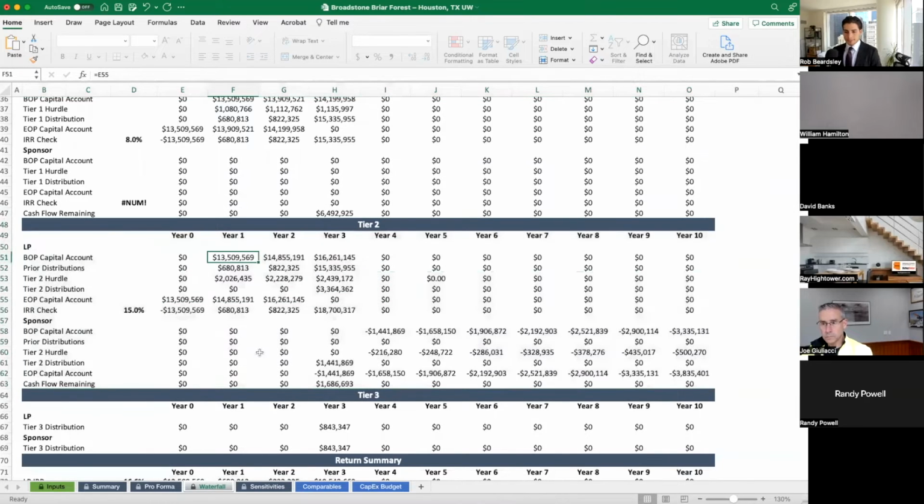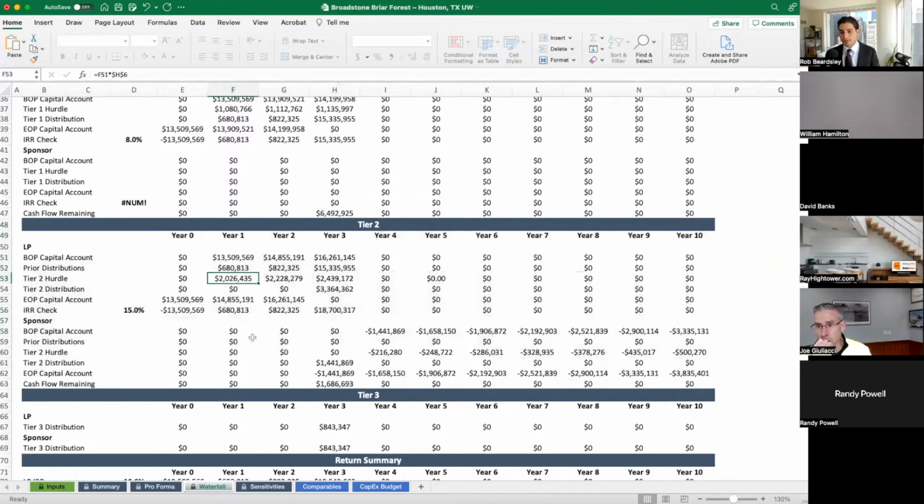Again, in tier two, we have the same exact situation. We have the end of period capital account in year zero being 13.5. That starts us off in year one, 13.5 million. Again, we distributed 680,000 in tier one. That was the 5% cash on cash in year one.